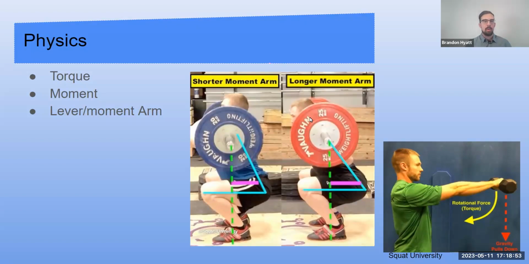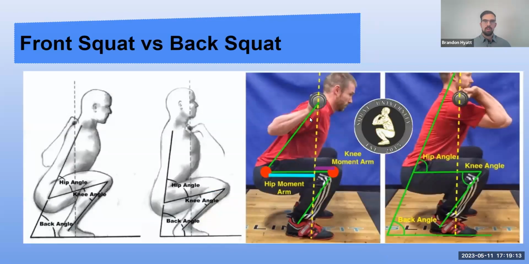So we can see in the purple line in the picture of the blue and red plates, there's a different moment arm there for the front squat versus the back squat. Do you think that's going to have implications on how the body moves and receives that load? Absolutely. Another picture we're going to get into. Actually, we're getting into it right now.